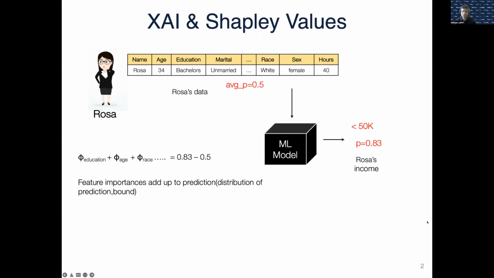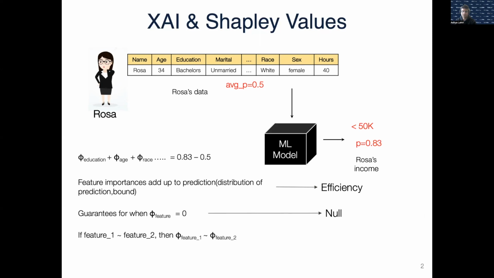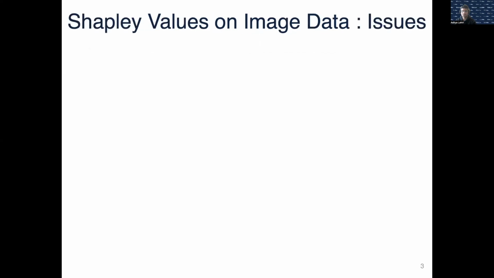Shapley values allow us to decompose the difference between Rosa's outcome and the average outcome from the model among the individual feature attributes of Rosa. This is ensured by the efficiency property. Further, these attributions are also useful as they state sufficient conditions for when the feature attribution would be zero for any specific feature through the null axiom, and also ensure that for two features that behave similarly, they get similar attributions through the symmetry axiom.